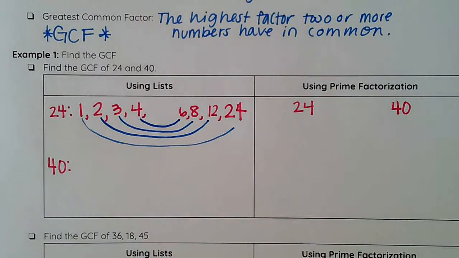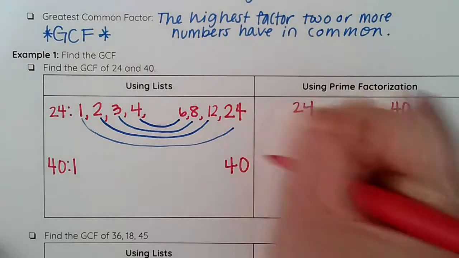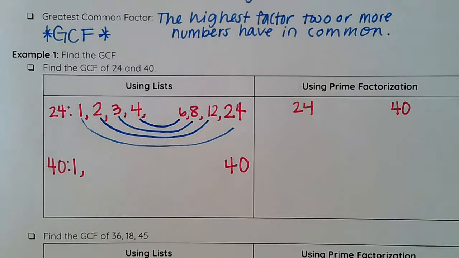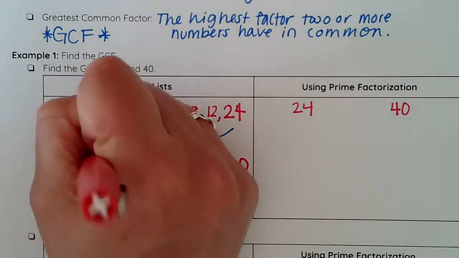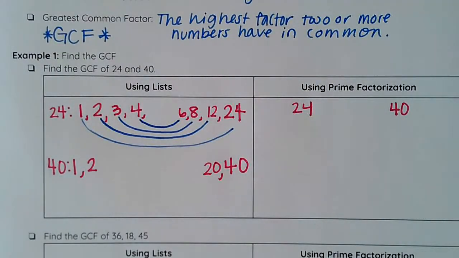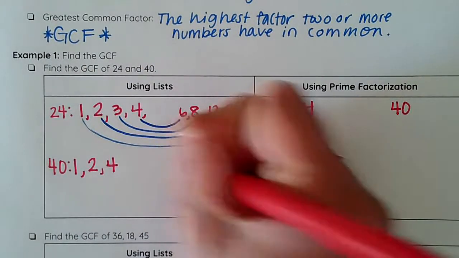All right, let's do 40. So again, I start with 1 and 40. 1 times 40 equals 40. 2, does 2 evenly go into 40? Yes. 2 times 20. Okay, next, 3. Does 3 evenly go into 40? No. So I skip it. I move on to the next number, which is 4. Does 4 evenly go into 40? Yes. 4 times 10.